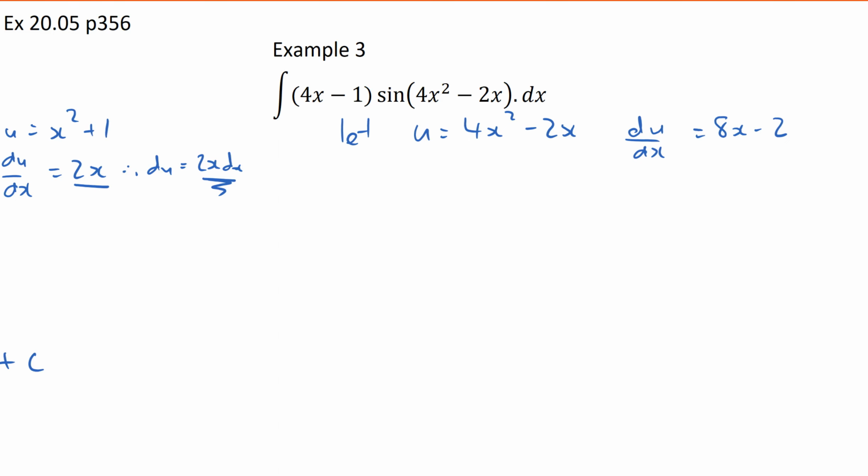So du is 8x minus 2 lots of dx. Is that right? But that's not what I've got on the left hand side. So what am I going to do then? This is half of it. I need half of that to be my 4x minus 1. So what do I do? Half du is therefore half of that dx. Happy?